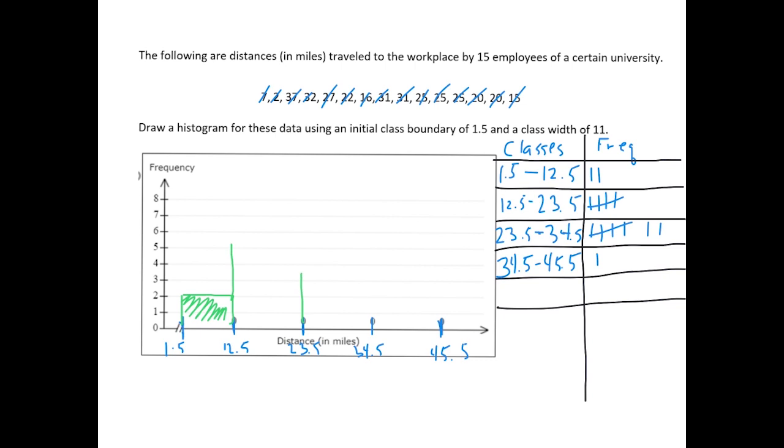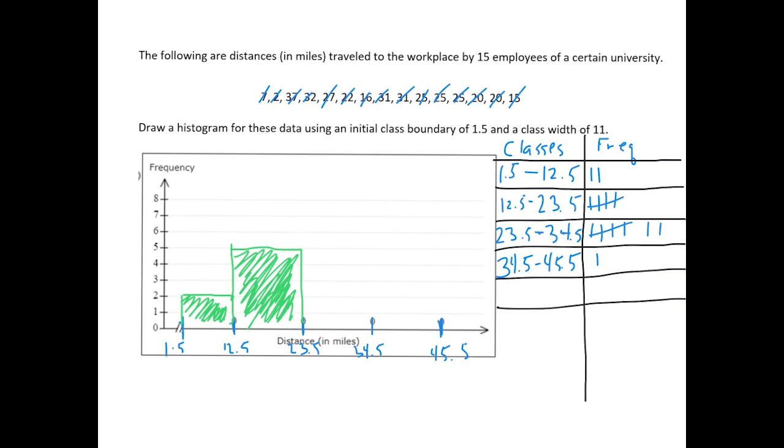Now notice that there's no gap in between my bars here. There's no gap at all. And that's a feature of histograms. If there was a gap, that would mean I would have a class that had zero data values in there.